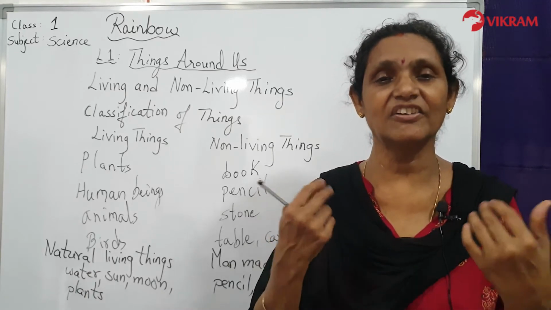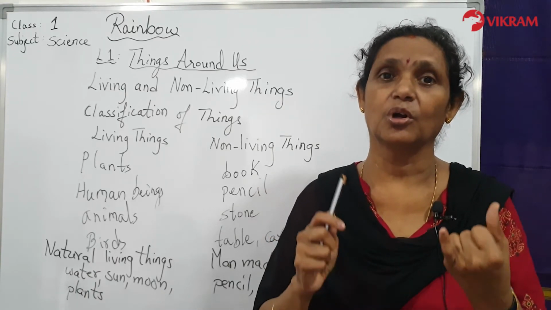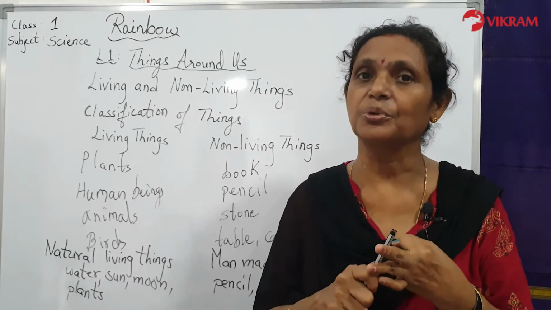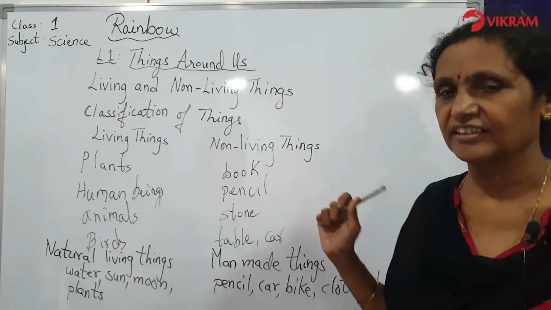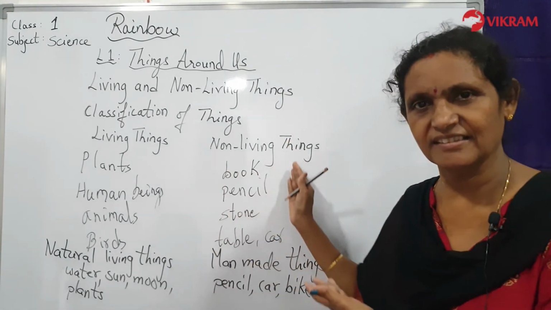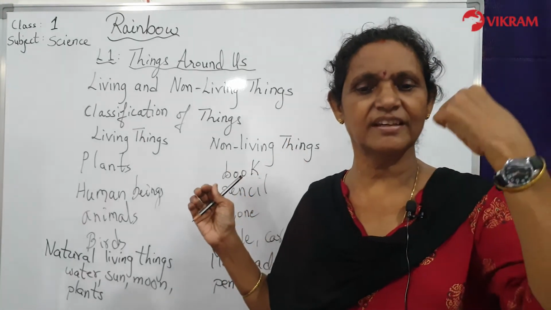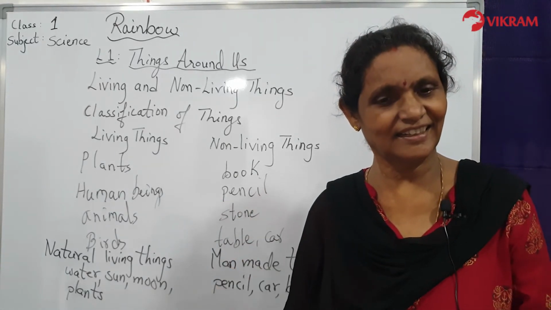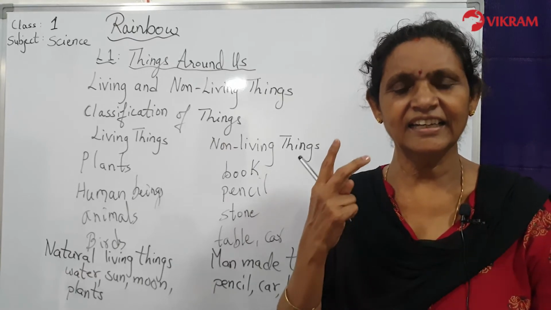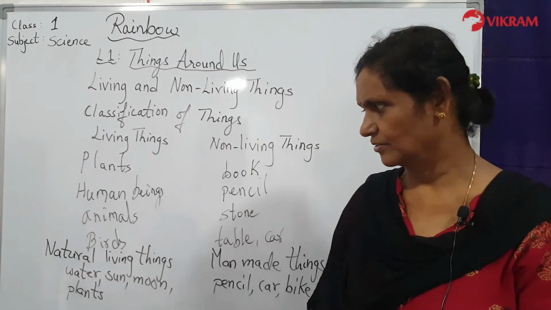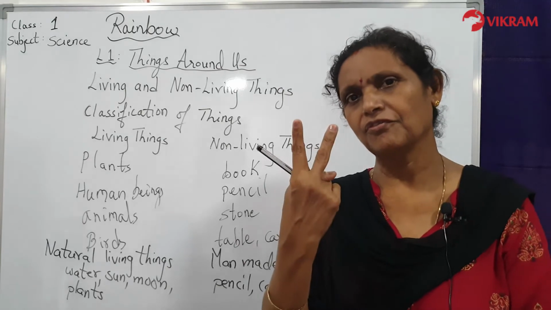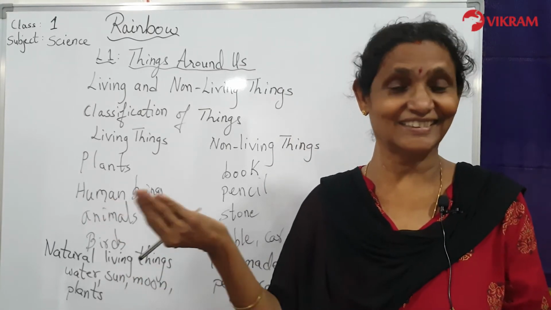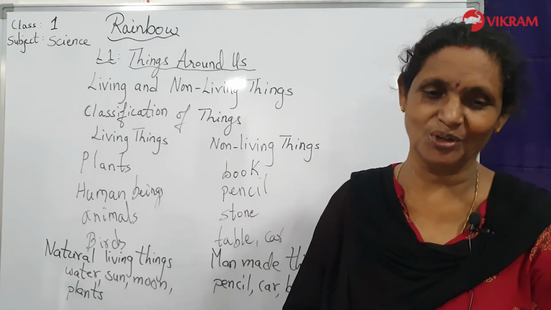Now what are non-living things? Things that do not breathe, things that do not move and things that do not grow are called non-living things. Yes, see, so many examples are there. You can give any 2 examples here also. You can give a book and a pencil also. Yes, it is correct. Write the names of 2 natural things. You have to give 2 names of natural things. You can say sun and moon. Yes, it is right. Very easy for you to answer.